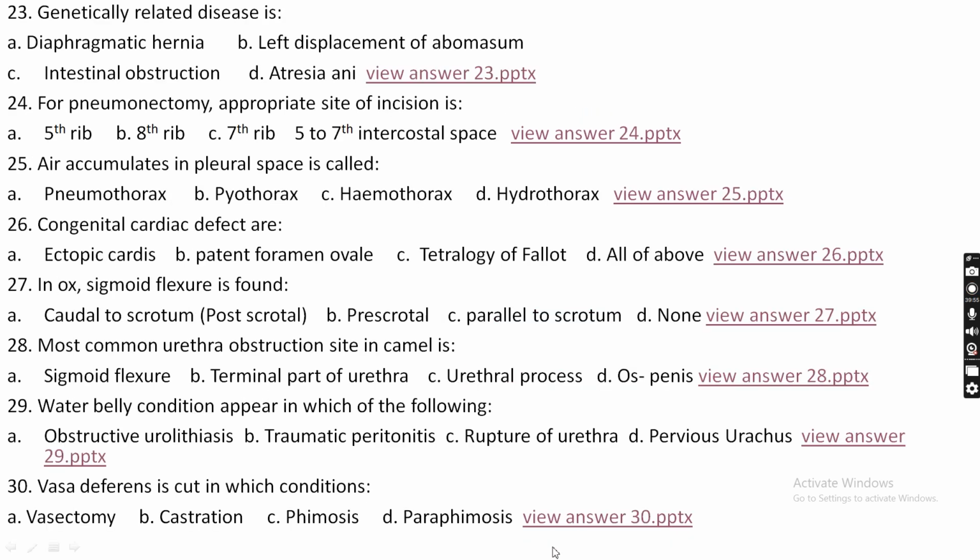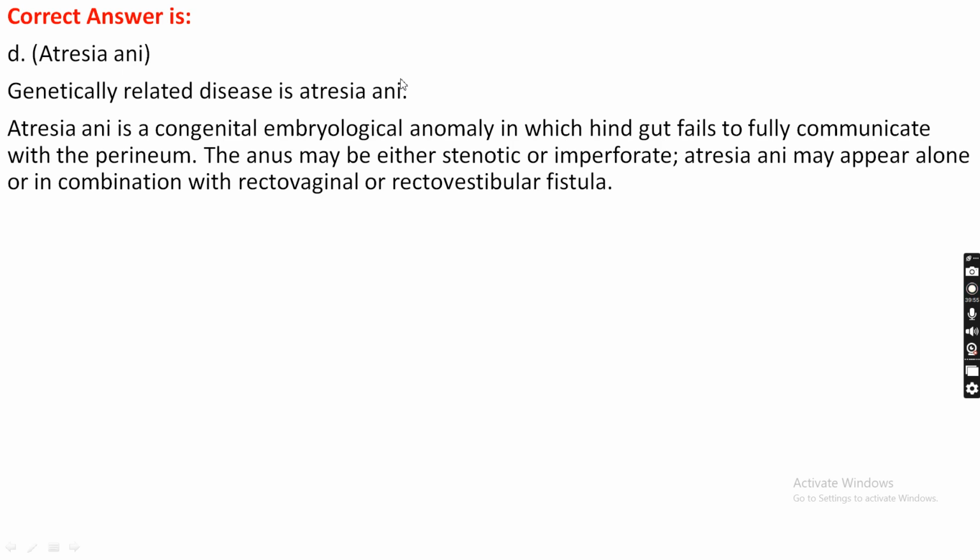Question number 23. Genetically related disease is: option A, diaphragmatic hernia; option B, left displacement of abomasum; option C, intestinal obstruction; or option D, atresia ani. The right answer is option D, that is atresia ani. Okay. Genetically related disease is atresia ani.